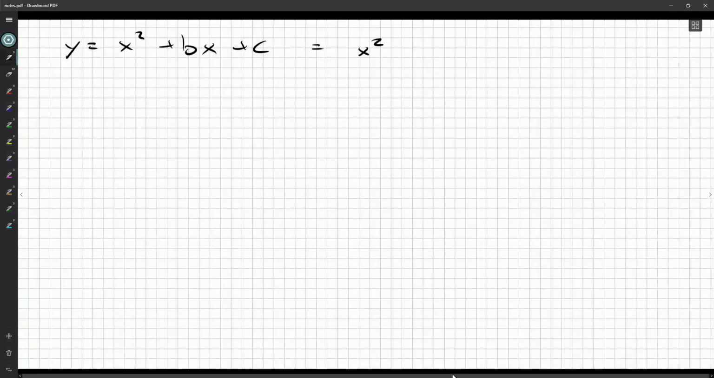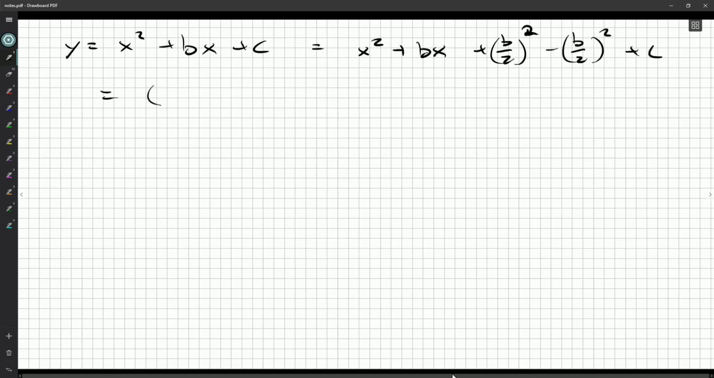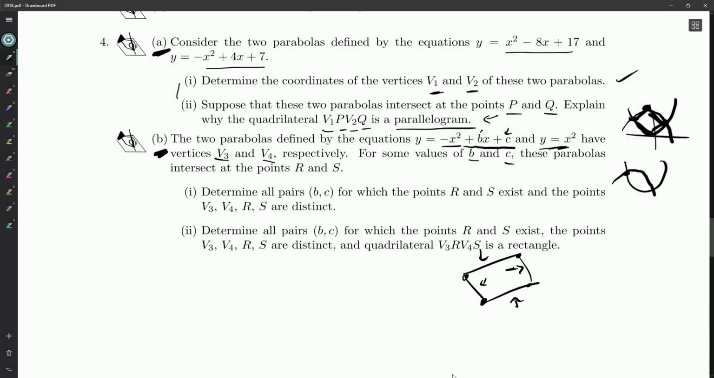That's going to be x squared plus bx plus b over 2 squared minus b over 2 squared. And this is b squared over 4, but I want to write it out so that whoever's marking can follow what I'm doing. I'm just completing the square. So this will be x plus b over 2 all squared plus c minus b squared over 4. Right? Oh, I forgot the minus sign there.